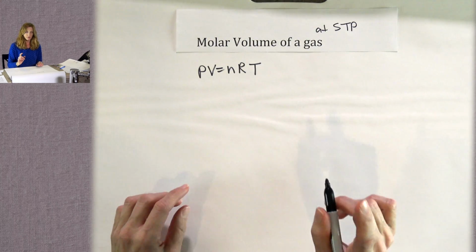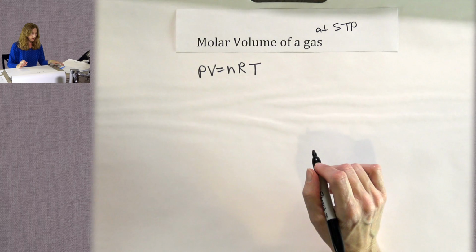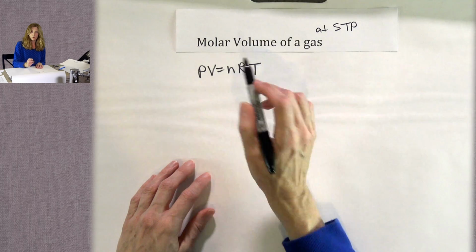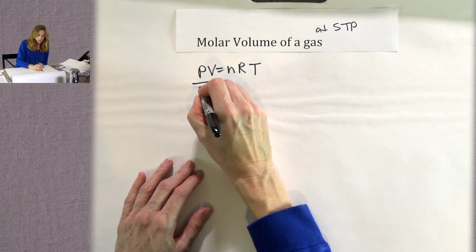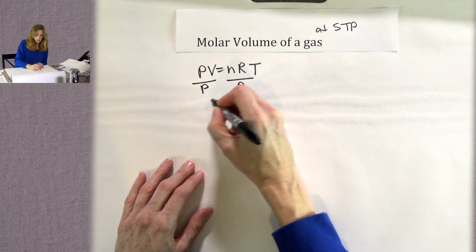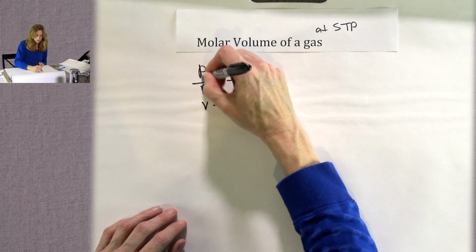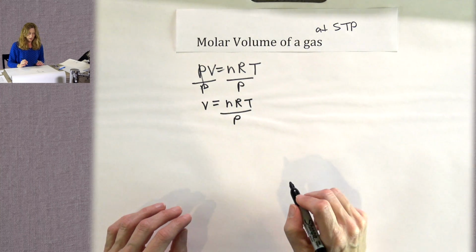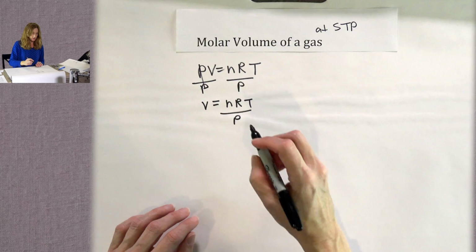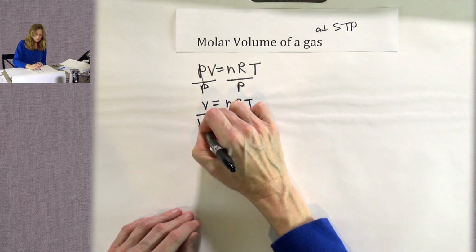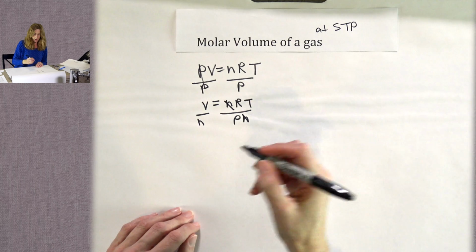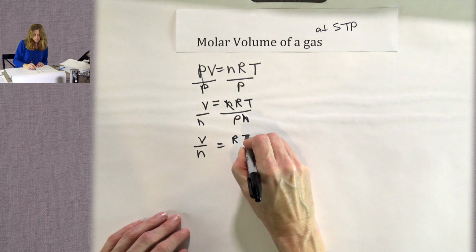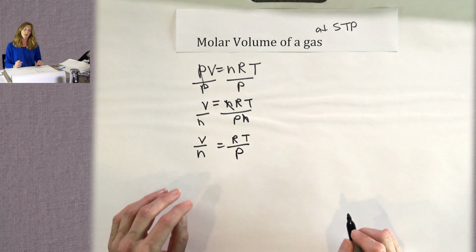Okay, go ahead and watch. I think this will make more sense. So we are going to rearrange our equation so that volume and moles are on the same side. So we're going to divide both sides by P. Volume equals nRT over P. And now we're going to divide both sides by n. And we end up with volume over n equals R times T over pressure.